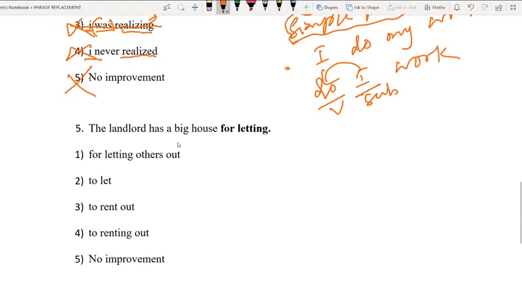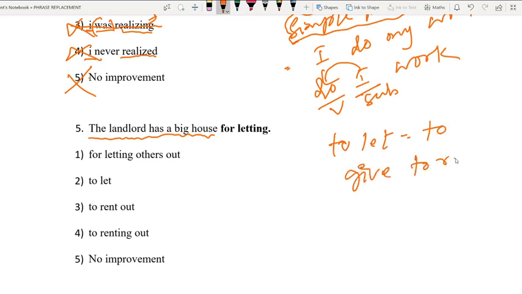So the last question of the day: "The landlord has a big house." What is the meaning of the sentence? There is a big house with a landlord. The landlord owns a big house, and that house is to let. To let means to give on rent. You all know it. There are people who build houses only for the purpose of giving those houses on rent. To let carries the same meaning as to rent. So, "the landlord has a big house for letting."